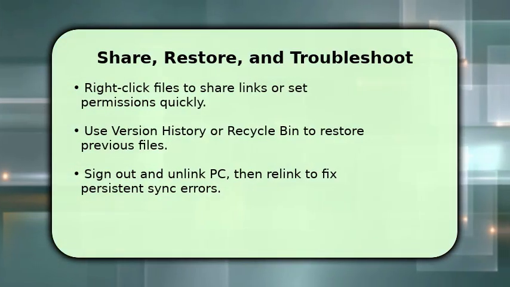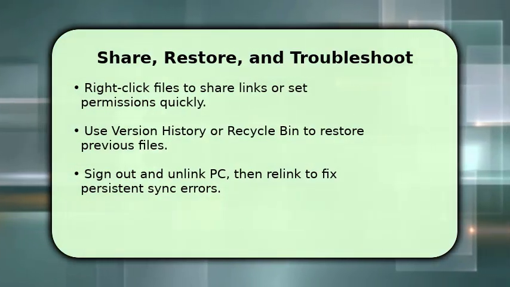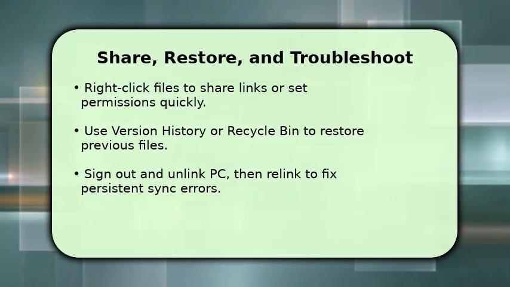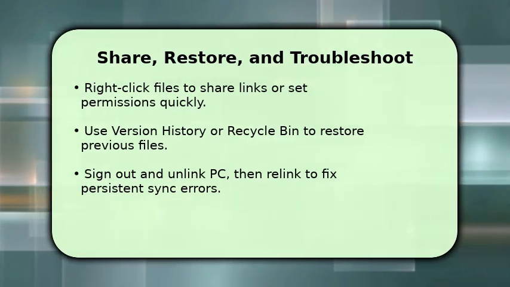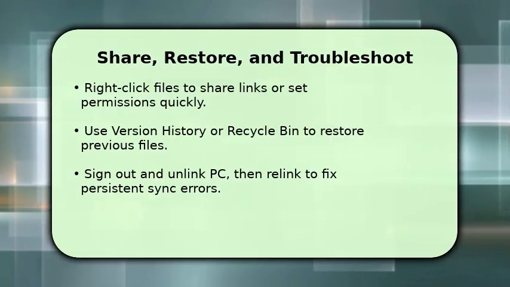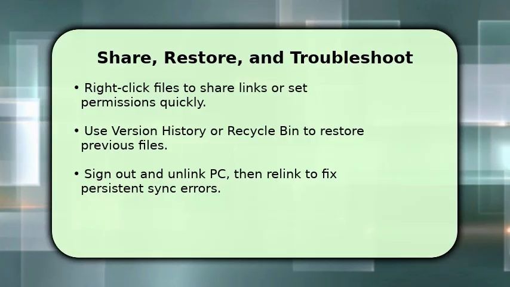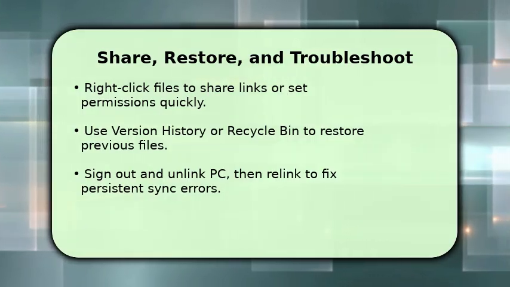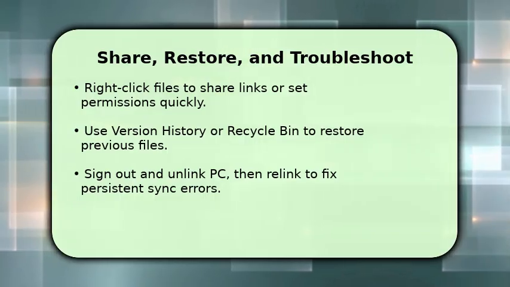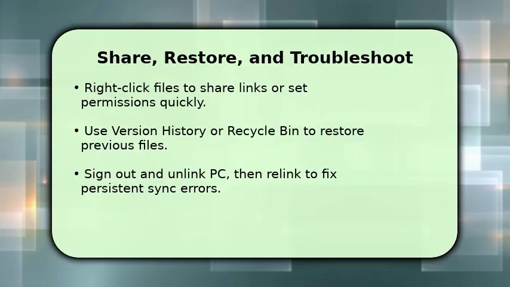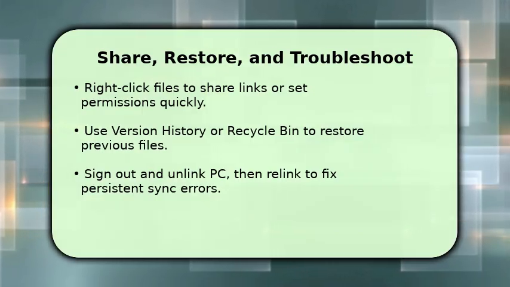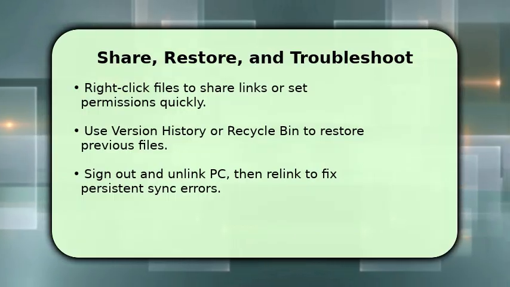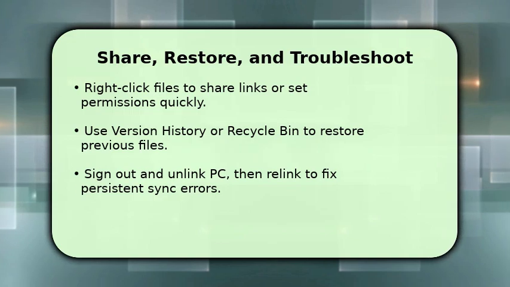Finally, learn to share and recover files efficiently. Right-click any synced file to share a link or change permissions. This is faster than attaching large files. If something goes wrong, use version history or the OneDrive recycle bin to restore previous versions. For stubborn sync issues, sign out and unlink the PC from OneDrive, restart, then relink and reconfigure folders. This often clears corruption. If problems persist, check Windows updates and your network, because intermittent connectivity is the usual culprit.